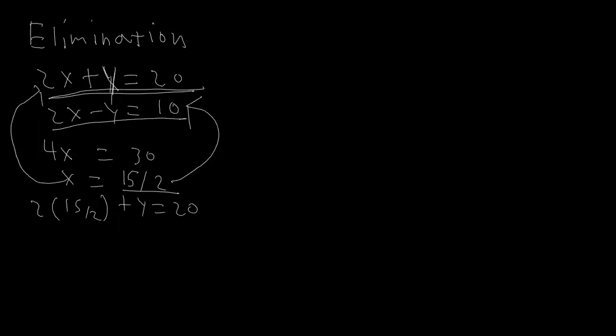Now, 15 over 2, which is just 7.5, 15 over 2 times 2, well, that's pretty easy. It's just 15, right? Because the 2's cancel out. And then we have plus y is equal to 20. Now, if we subtract 15 on both sides, then we get y is equal to 5. So now we solved for both variables.